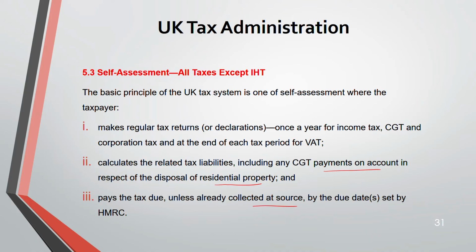What is the meaning of collected at source? Most basic example of tax that is collected at source, what is it? Employees' income tax, employees' NIC. They are paid before employees are given their salary. From their salary, their income tax and NICs are already deducted, and then the net salary is given to them. This is known as collected at source. Unless it is other income where we are receiving it gross, then we are calculating tax and then we are paying. But for employees, their income tax is already deducted at source. It is pay as you earn.